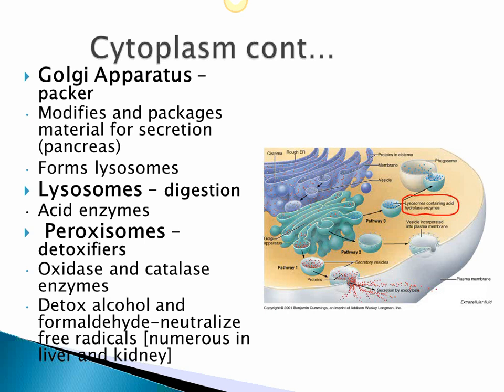The next cell organelle is the peroxisome. These are called detoxifiers, seen a lot in the liver. Kidney is another area where detoxification occurs. They contain oxidase and catalase enzymes, and tend to detoxify alcohol, formaldehyde, and usually whenever metabolism is going on in the body, free radicals are formed. These peroxisomes take care of the free radicals. They don't let them be free. They actually convert them to hydrogen peroxide. So that's how they detoxify your body. You don't want these free radicals to build up.